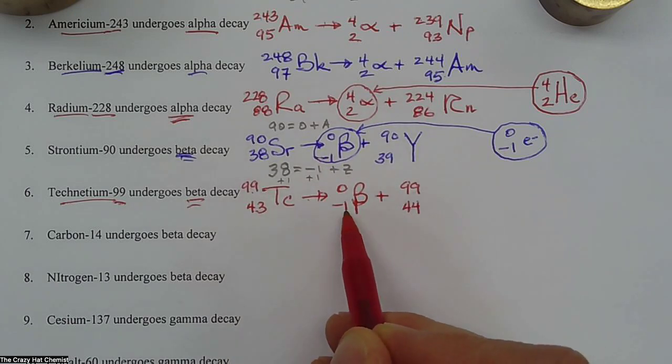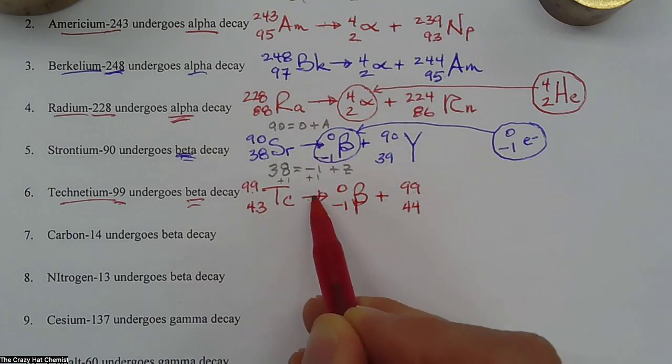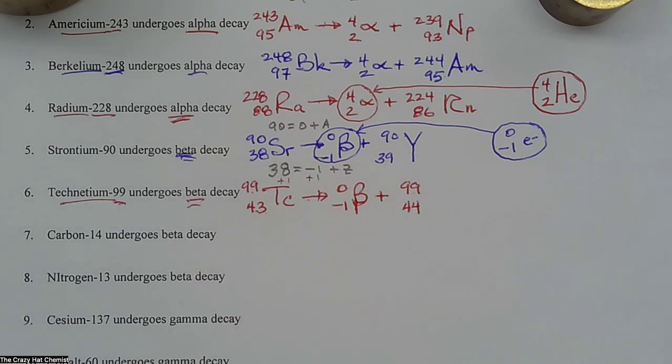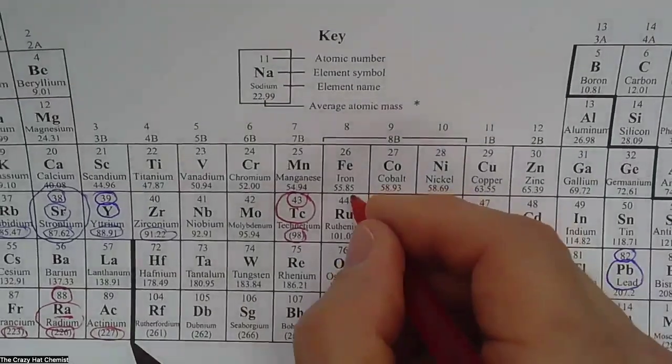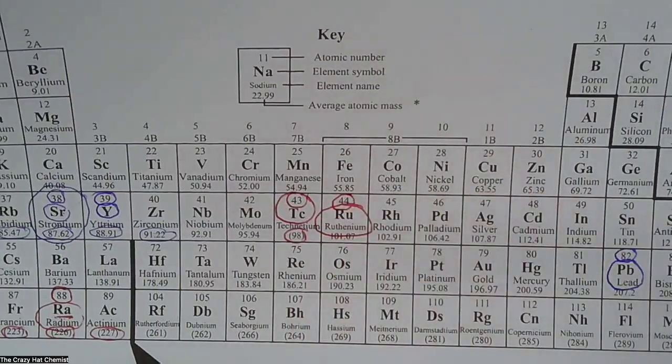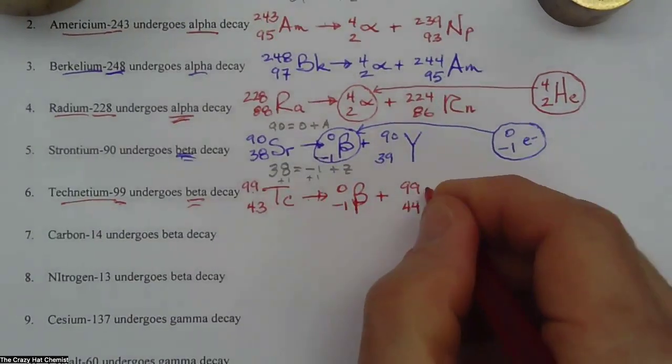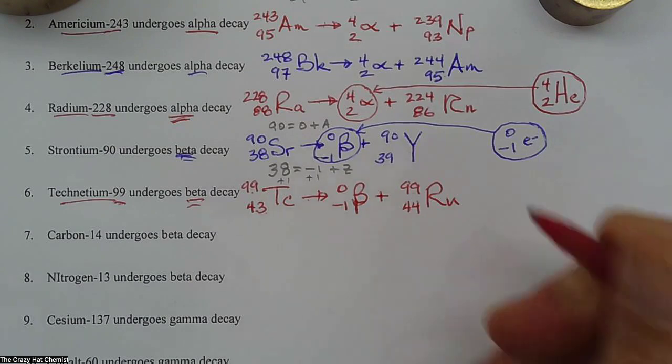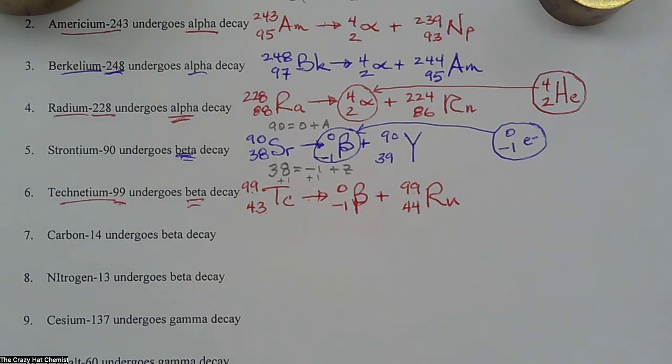44 plus -1, that's 44 minus 1, does that equal 43? The answer is a yes on that one too. So what we're going to do is find element number 44, and that's Ruthenium, Ru. So that's Ru, just like that. Perfect. Let's do the next one.